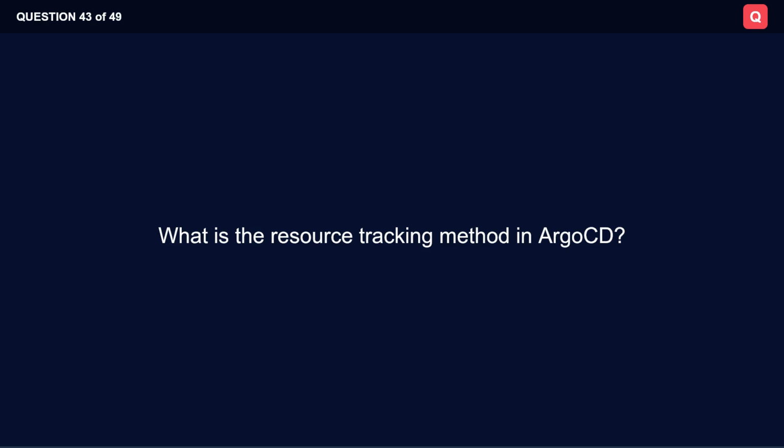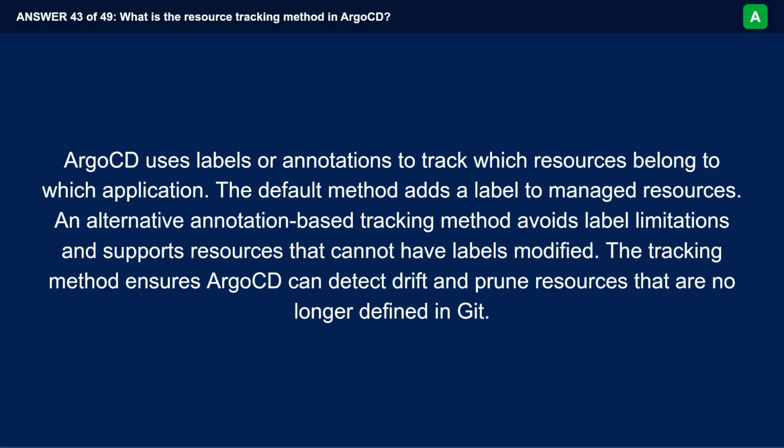What is the resource tracking method in ArgoCD? ArgoCD uses labels or annotations to track which resources belong to which application. The default method adds a label to managed resources. An alternative annotation-based tracking method avoids label limitations and supports resources that cannot have labels modified. The tracking method ensures ArgoCD can detect drift and prune resources that are no longer defined in Git.